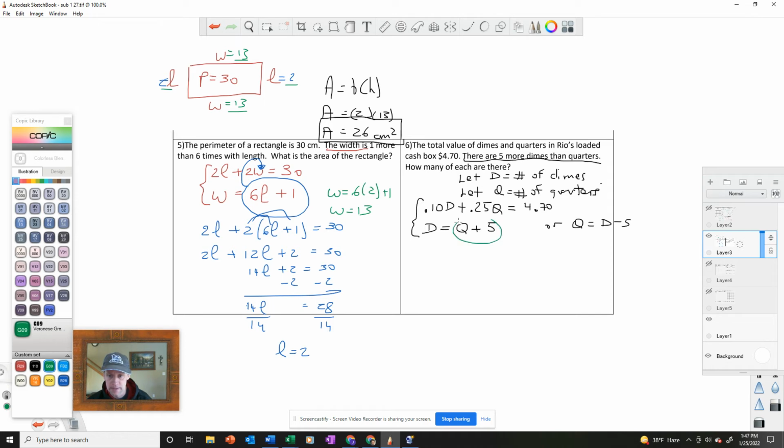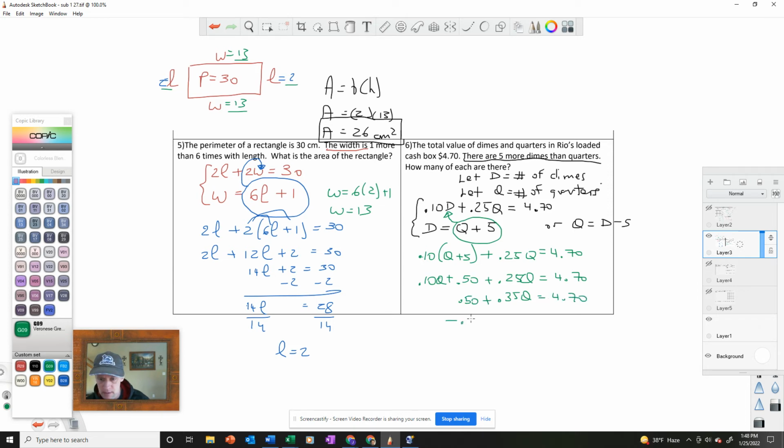So I'm going to put this into there. So here we go. 0.10. And I probably don't need to talk you through this anymore because you're probably pretty good at it by now. So distributing, I get 0.10Q, and 10 cents times 5 is 50 cents. Now let's go ahead and combine these like terms. So I have 0.10Q and 0.25Q. Well, that gives me 0.35Q. Put that 50 cents there.